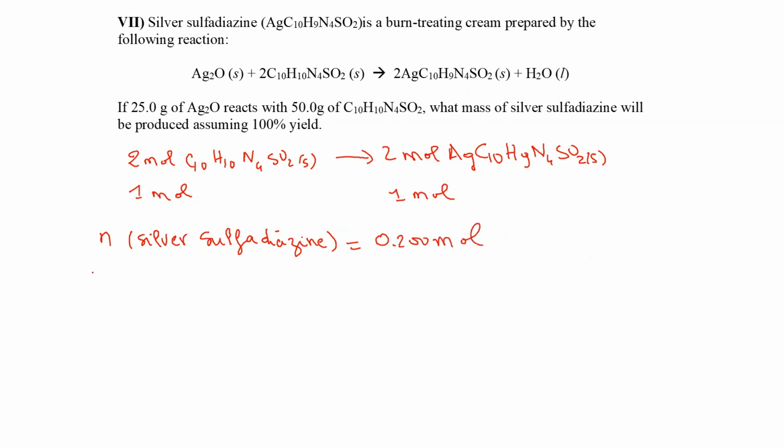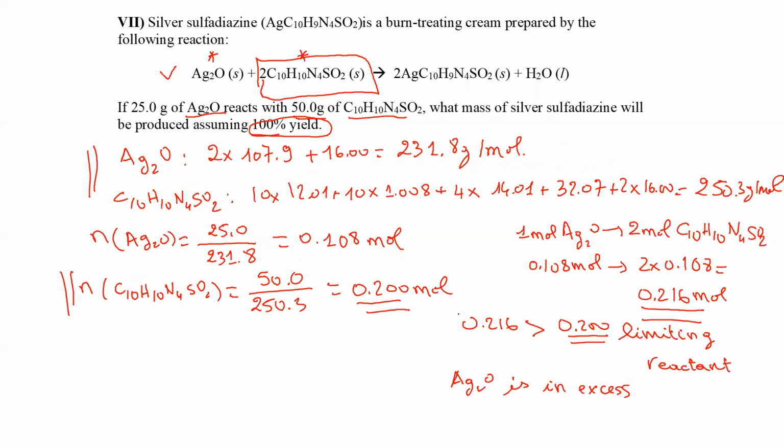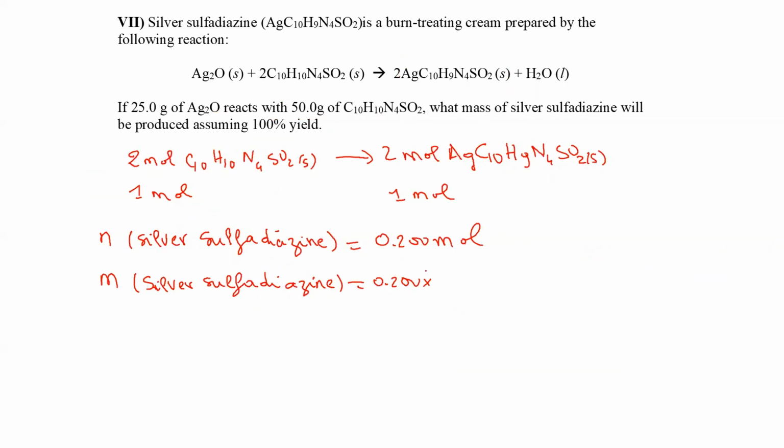So I can calculate the mass of silver sulfadiazine. It is equal to the number of moles, 0.200, times the molar mass. We didn't calculate the molar mass of silver sulfadiazine, so let's calculate it here. So times the molar mass.